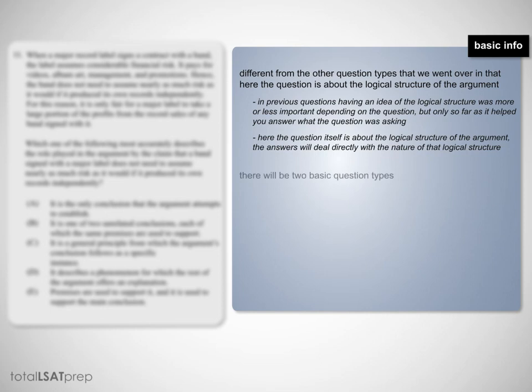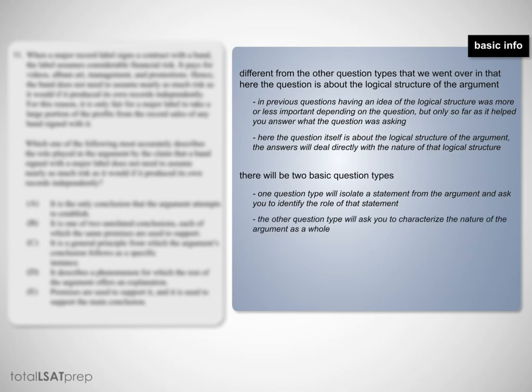Here you'll find two basic question types. One question type will isolate a statement from the argument and ask you to identify the role of that statement. The other question type will ask you to characterize the nature of the argument as a whole.